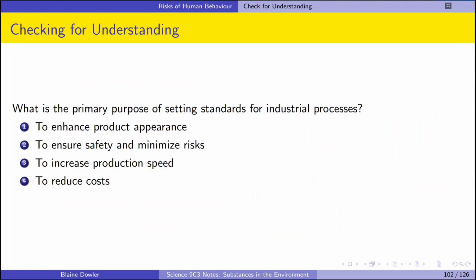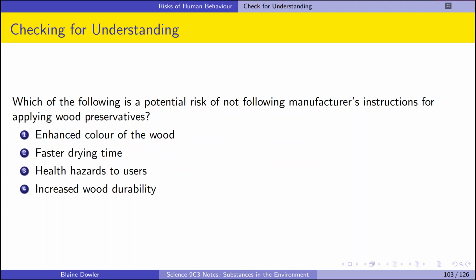Time to check for understanding. What is the primary purpose of setting standards for industrial processes? Is it to enhance product appearance, to ensure safety and minimize risks, to increase production speed, or to reduce costs? Pause if you need more time. It is to ensure safety and minimize risks.